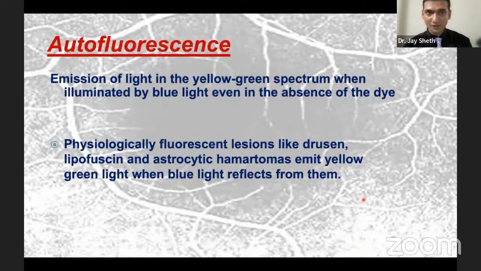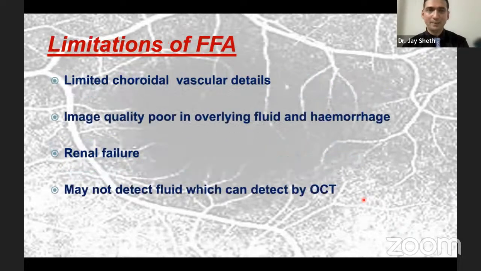So what is autofluorescence? Autofluorescence is nothing but emission of light in the yellow-green spectrum when illuminated by a blue light, even in the absence of a dye. So physiological autofluorescence can be seen in patients who have drusen. That is why many times when we get confused with the presence of optic disc drusen or disc edema, we do an autofluorescence for these patients. And the other pathological autofluorescence can be seen in patients who have lipofuscin or astrocytic hamartomas.